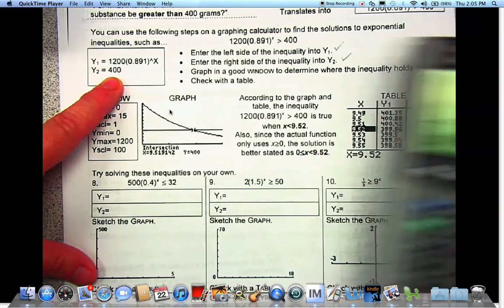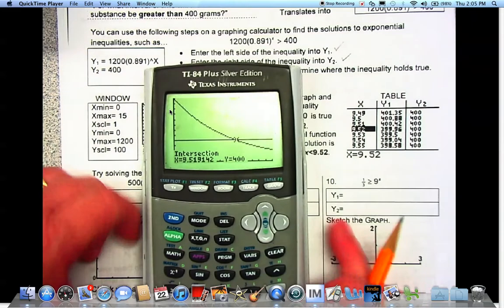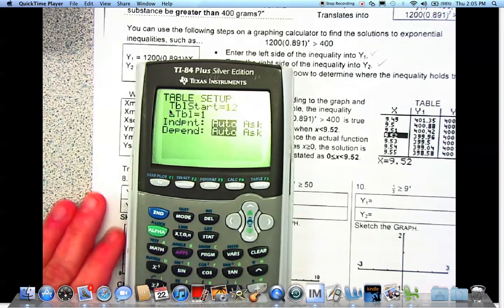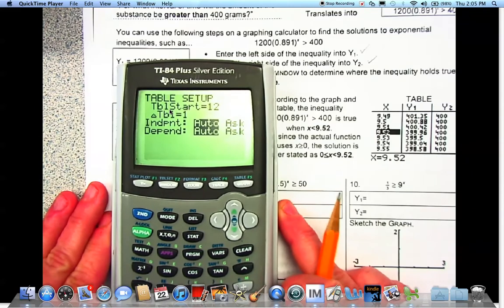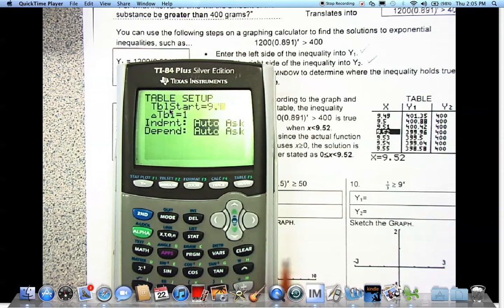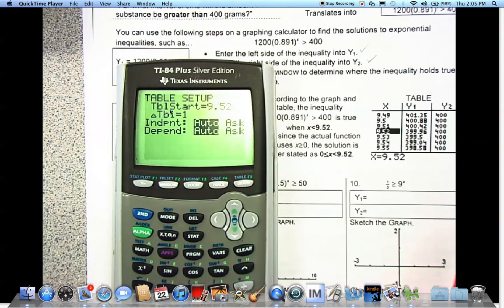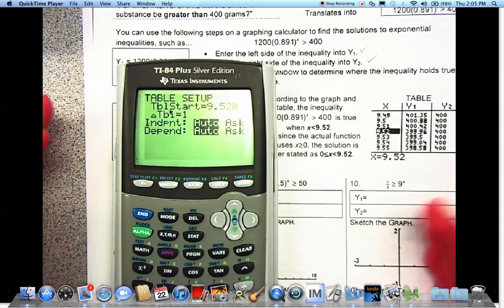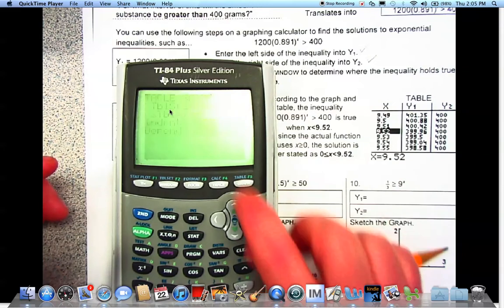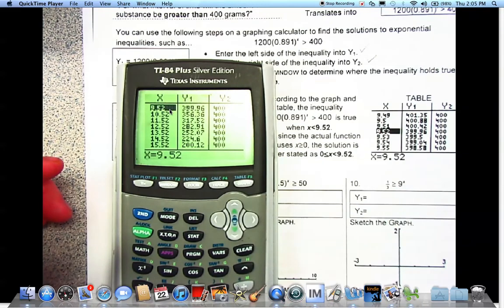Okay, let's also go to the table now. Before we go to the table though, let's go to second window, which is table setup. Where it says table start, that very first one, we're going to type in 9.52. Then go to the table, because if we didn't do this, the 9.52 would not show up on the table. So then go to second graph. And there's 9.52 in it.